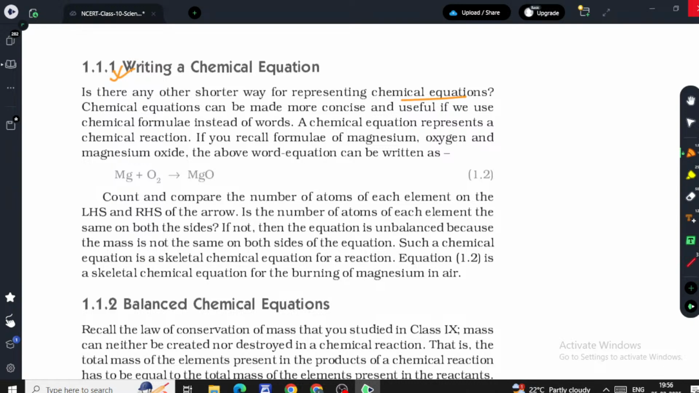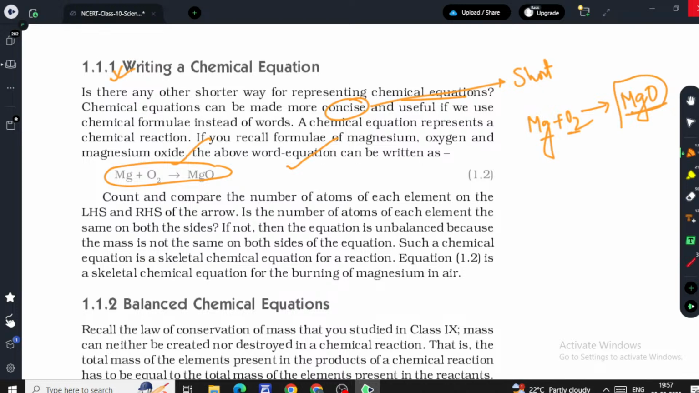Yes, chemical equations can be made more concise and useful. Concise means short. More short and useful if we use chemical formulae instead of words. A chemical equation represents a chemical reaction. If we recall the formulae of magnesium, oxygen and magnesium oxide, the above word equation can be written as Mg plus O2 arrow MgO. This is the shortest form of a chemical equation. This is magnesium oxide, the product.